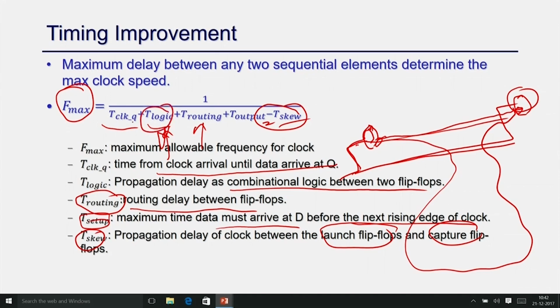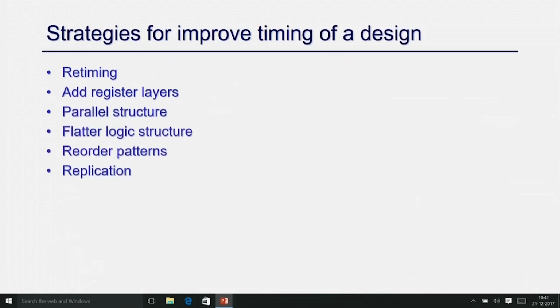And also routing time, we can do certain kinds of optimization which actually improve the routing. So, we are going to discuss how to improve these two factors, so that if this factor goes down, this will increase, right. This is something we are going to achieve.